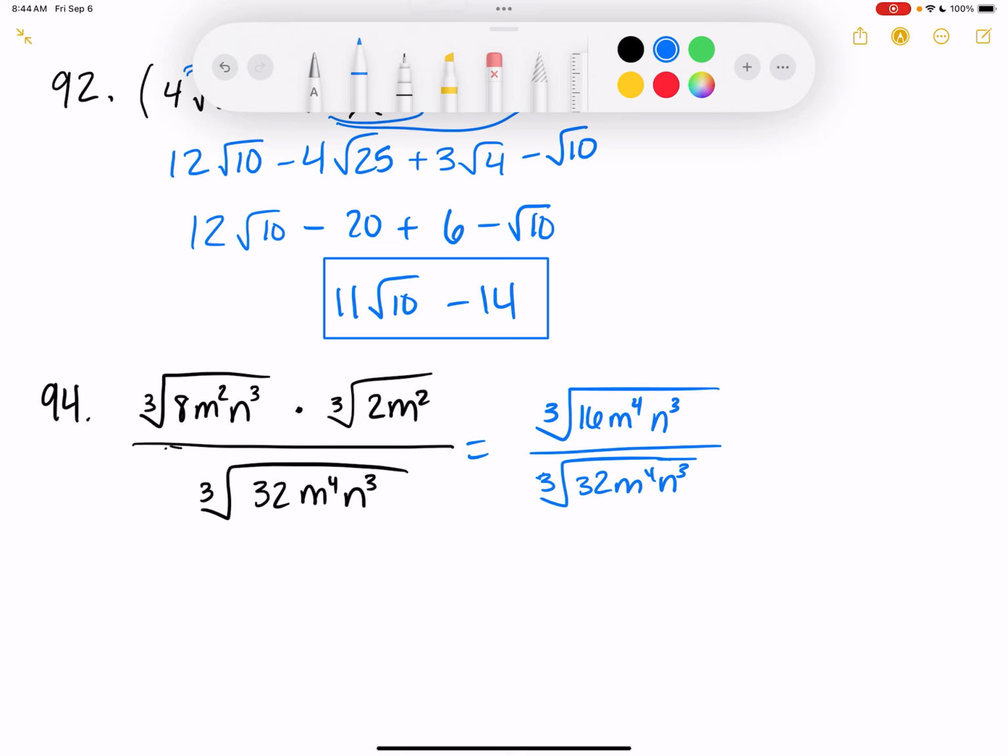Yeah. Well, I can't take out 4, but what can I take out? I can take out 1, and I'm left with what inside? Yeah, I'll be left with an m inside. So I'm taking out a group of 3.